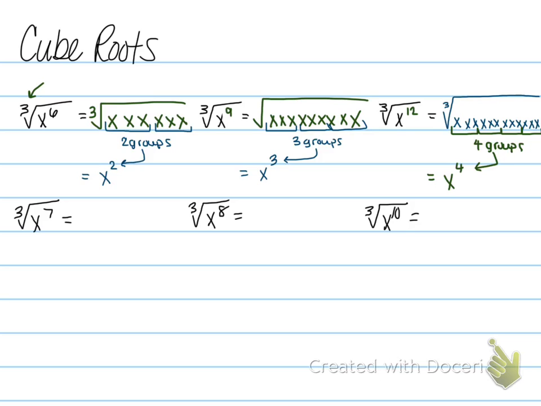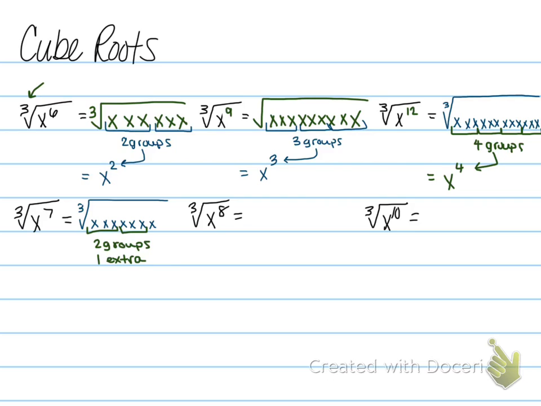You'll notice that all 3 of these first examples, 6, 9, 12, worked out into whole groups. We're going to look next at what happens when you have extras. Let's do x to the 7th. We're going to draw out our 7 x's again, and we're going to start by putting them into groups. My first group and my second group. So I have 2 groups and I have 1 extra.